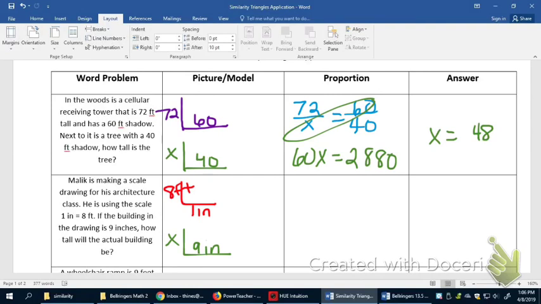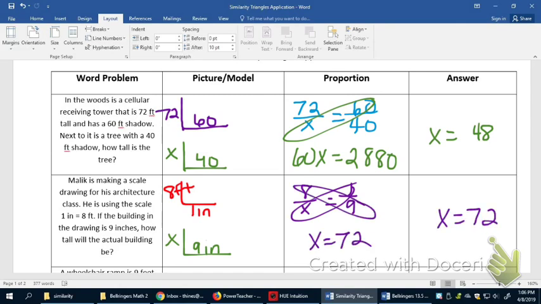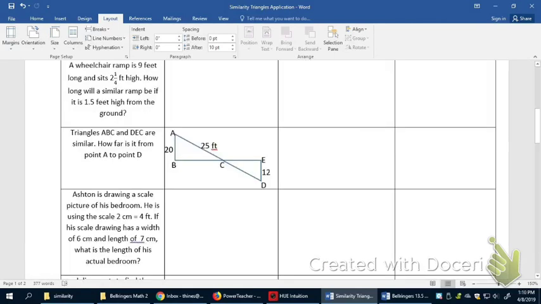So now, make our equation. Somebody tell me what equation we would have there. Good. Okay. So then we multiply and solve. So cross multiply. So x equals 72. And that's what goes in the answer box. Okay, let's read the next one.